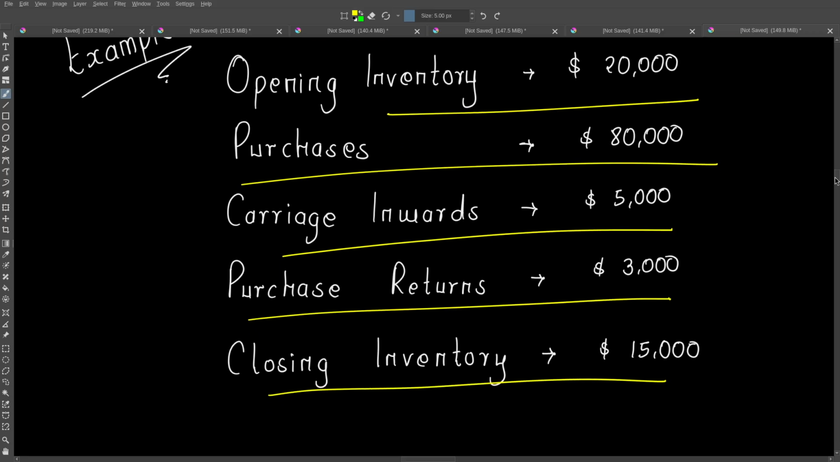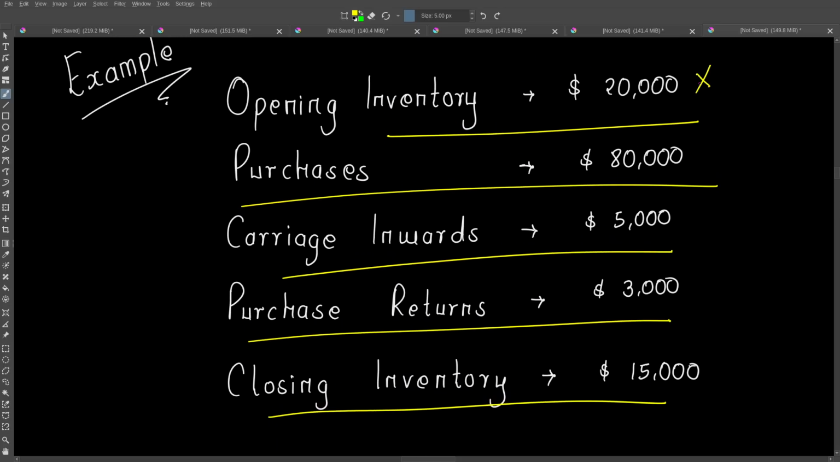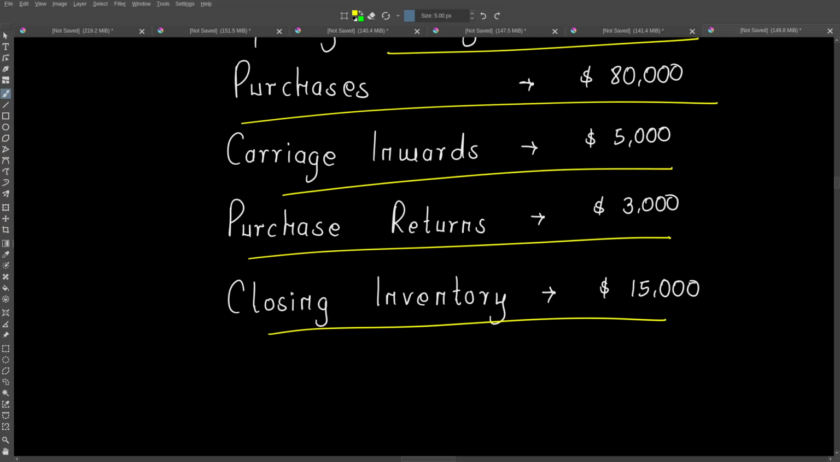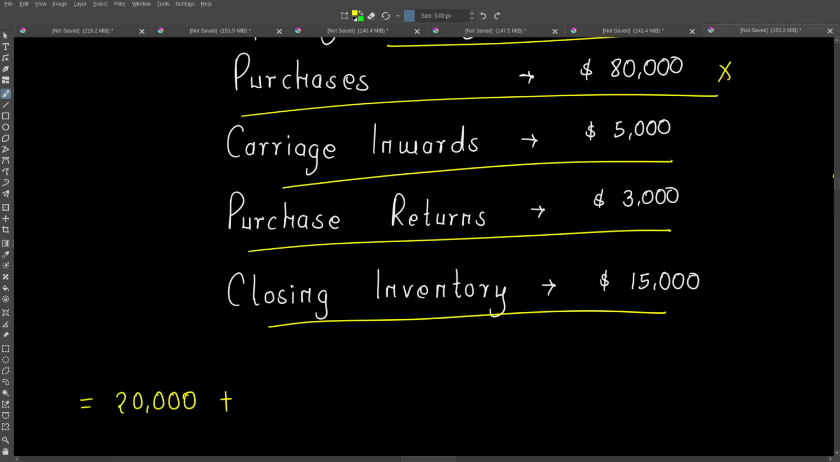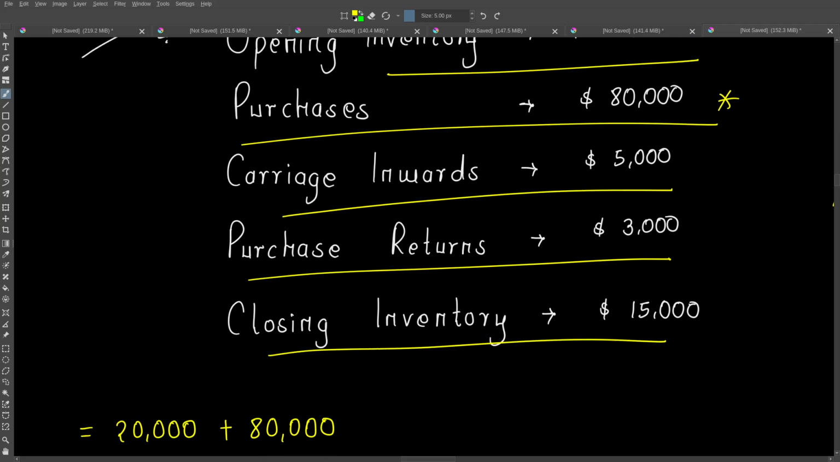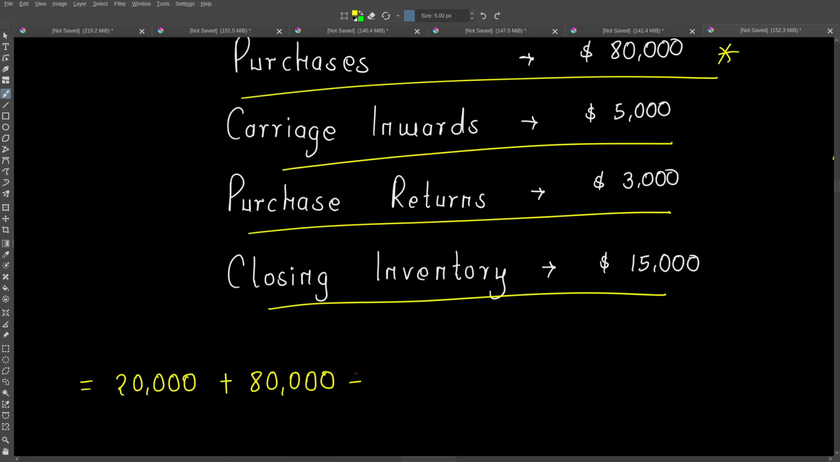And then we have the closing inventory. So how do we calculate this? We basically take our opening inventory, which is 20,000. That is what we had at the beginning of the period. We add the purchases during the period, which is $80,000. Then we add the carriage inwards, which is 5,000.